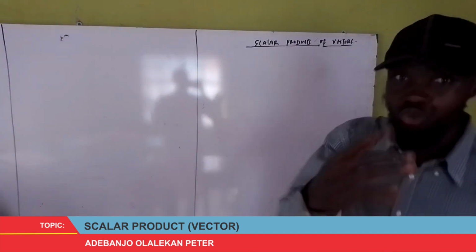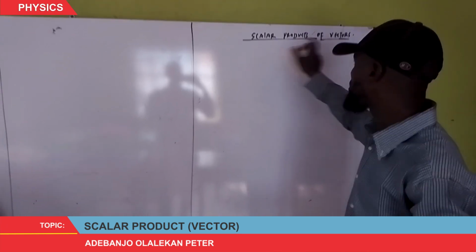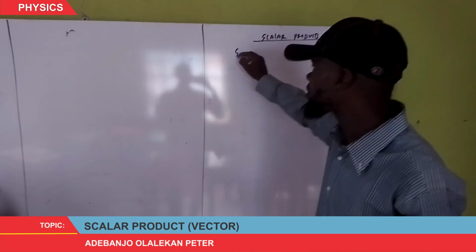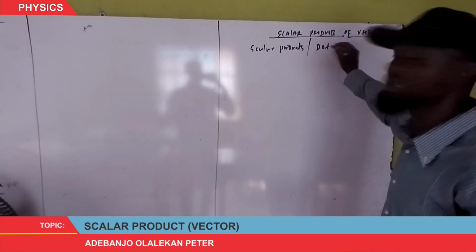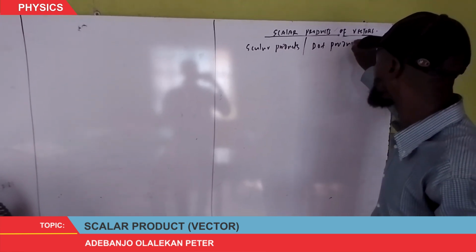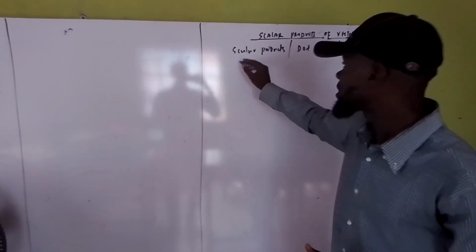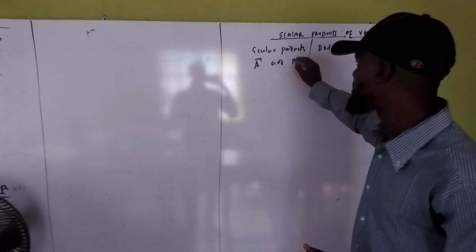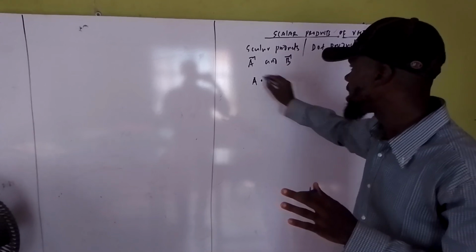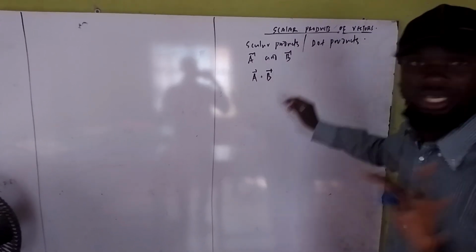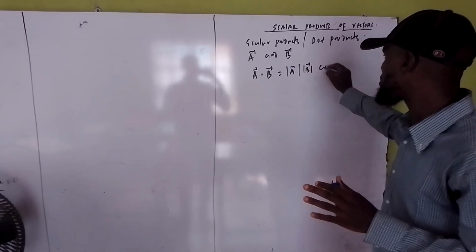I'm here this afternoon to dish out a little aspect in physics we refer to as the scalar product of vectors. We should know that scalar product is otherwise known as dot product. You can say scalar product, or you simply call it dot product. Suppose we have two vectors, A and vector B. Now, the dot product of the two vectors A and B is written as A dot B, and A dot B is expressed as magnitude of A, magnitude of B, cos theta.